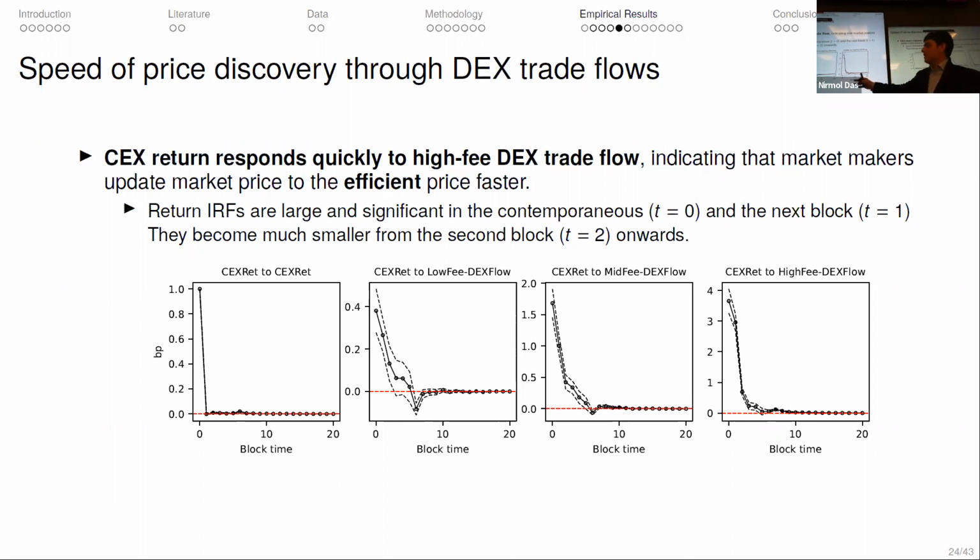Exactly. Here we basically ask how quickly the price goes back, how quickly the exchange return responds, and how quickly price discovery happens. The unit of about 12 seconds is not changing over time.